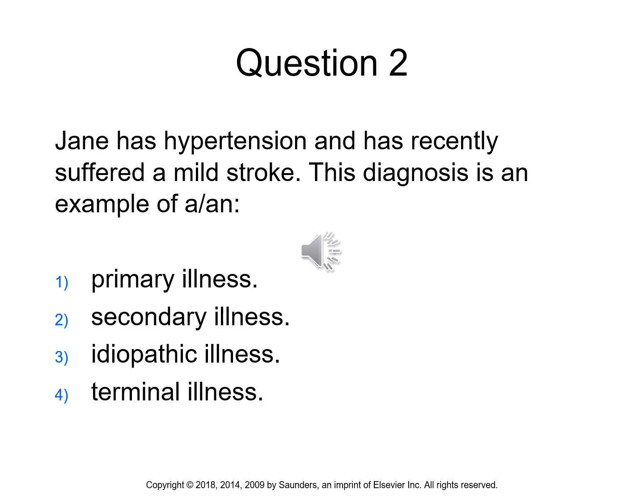Okay, Jane has hypertension and has recently suffered a mild stroke. This diagnosis is an example of... so the answer here is 2. A secondary illness, such as a stroke, results from or is caused by a primary illness, which is hypertension. So remember, the secondary illness is caused by the primary illness. And so in this case, the stroke is secondary and the hypertension is the primary because it caused the stroke. An idiopathic illness is one that has no known cause. And then a terminal illness is incurable and it ultimately results in death.